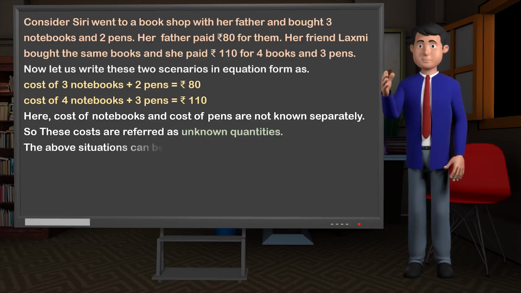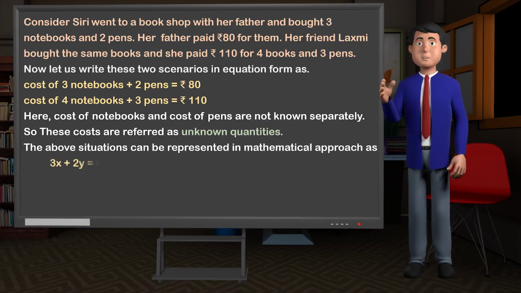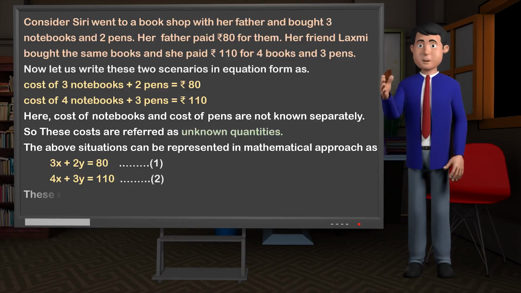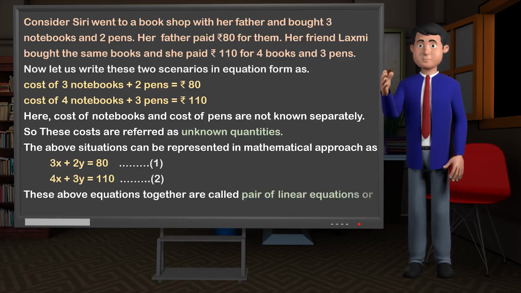The above situations can be represented in a mathematical approach as 3x plus 2y is equal to 80. Consider this as equation 1. 4x plus 3y is equal to 110. Consider this as equation 2. These above equations together are called pair of linear equations or system of equations.